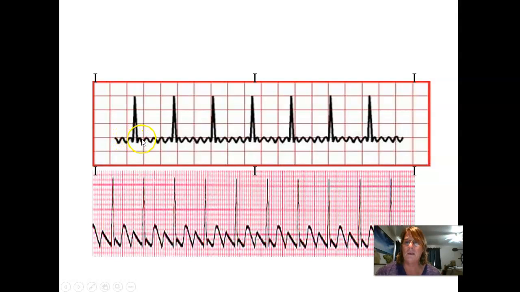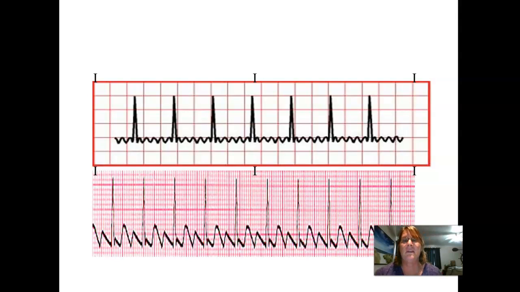1, 2, 3, 4, 5, 6, 7, 8, 9, 10, 11, 12, 13, 14, 15, 16, 17, 18, 19, 20, 21, 22, 23, 24, 25, 26, 27, 28, 29, 30, 31, 32, 33, 34, 35, 36, 37. So 370. So I could say, yes, I have an atrial rate of 370, and my ventricular rate, though, is only 70. I don't need to do that.